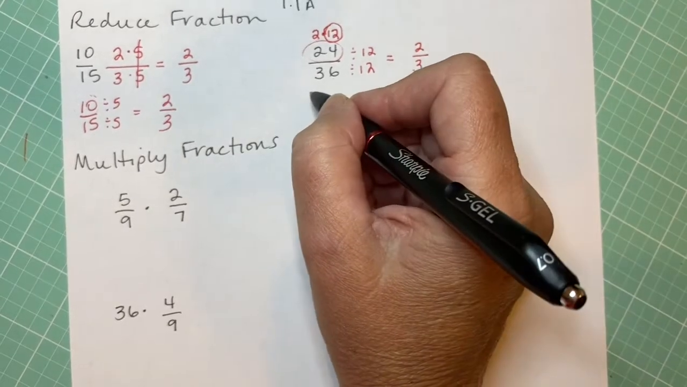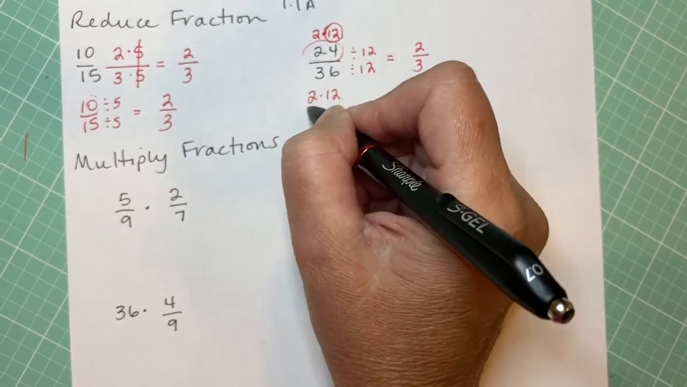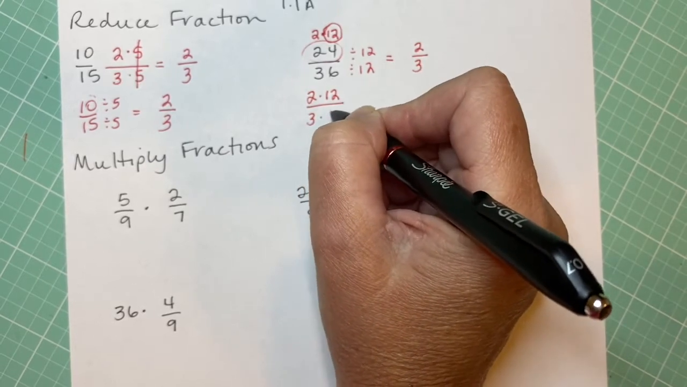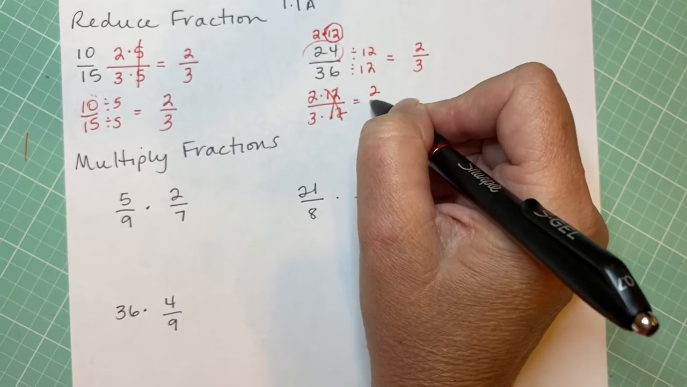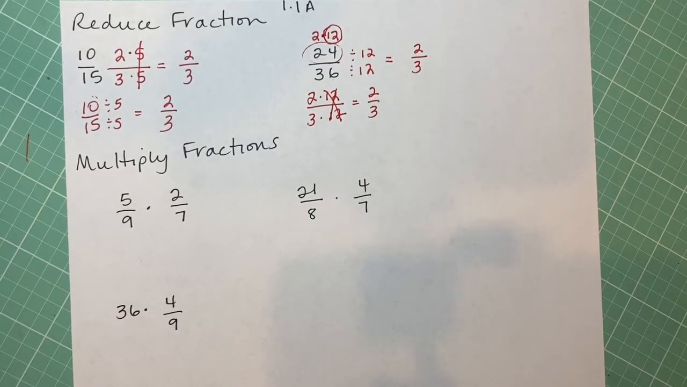Another way to do the same problem is just factor the top to be 2 times 12, the bottom factors to be 3 times 12, the 12s factor out, leaving you 2/3.